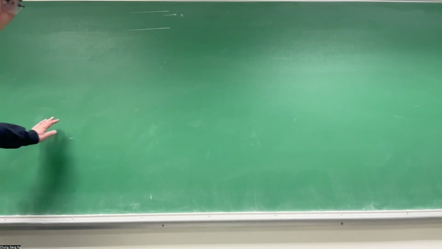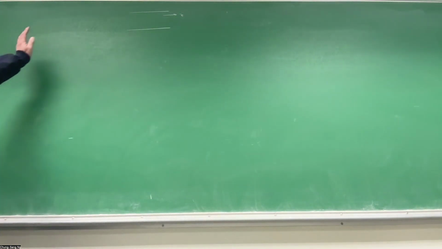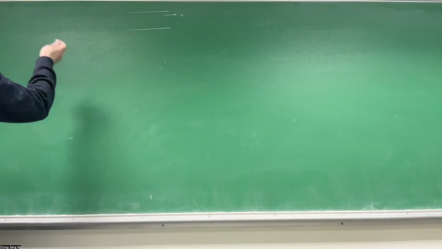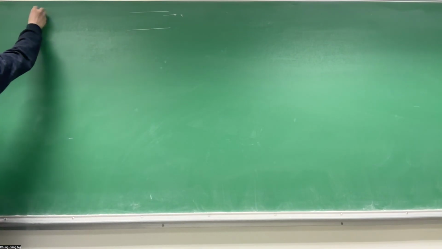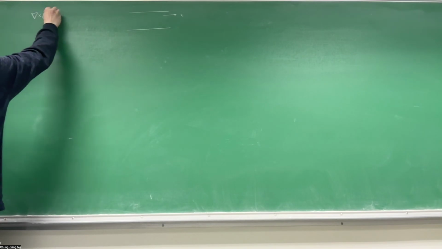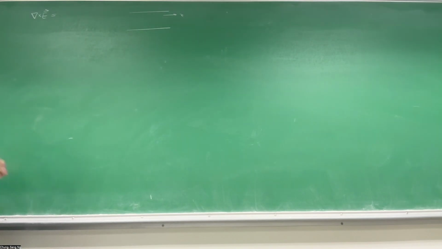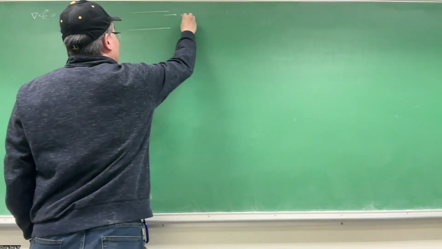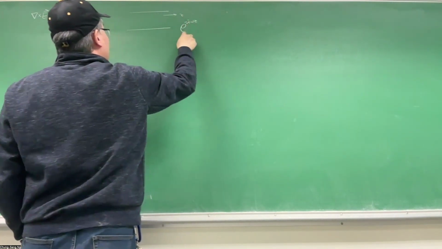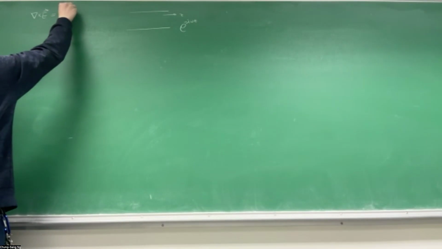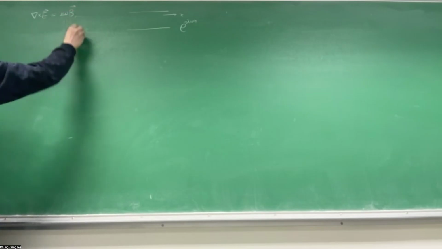And now you just write down the four Maxwell equations again. So you have, well, curl E is minus partial B partial t, but everything is proportional to e to the minus i omega t, right? So that becomes i omega B.